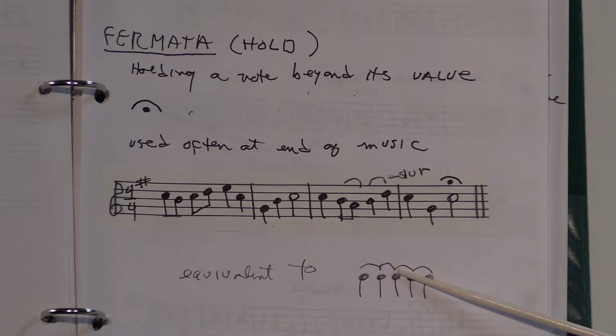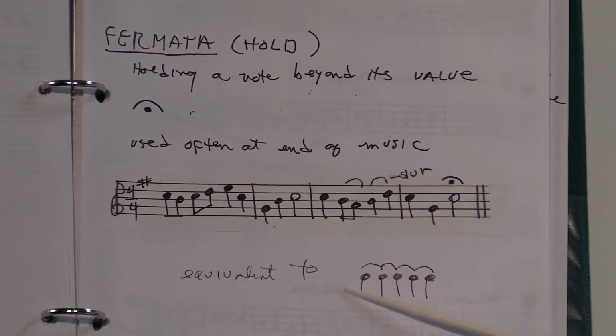And these here are tie marks. You know, it's connecting one note with the other. If you were to play them, you tongue that one, and then you just hold it together as if it were one note. 1, 2, 3, 4, 5. Okay, that's what the fermata is.